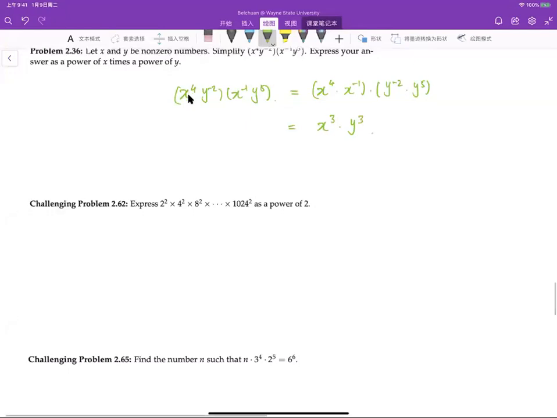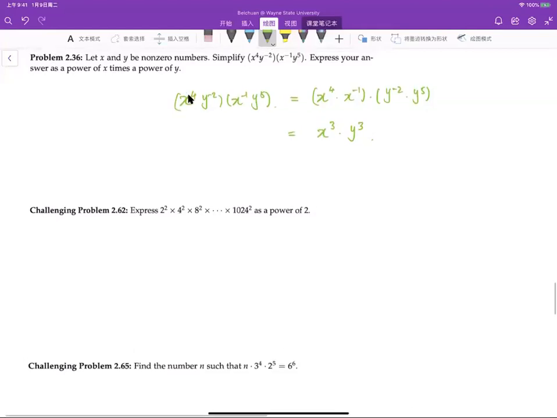Good. So that's the answer, right? Yeah, because you don't know what x and y are, so you can only simplify it. In this case, x and y are variables. You can consider them as variables, so you don't need to specify their values. So this is the answer.